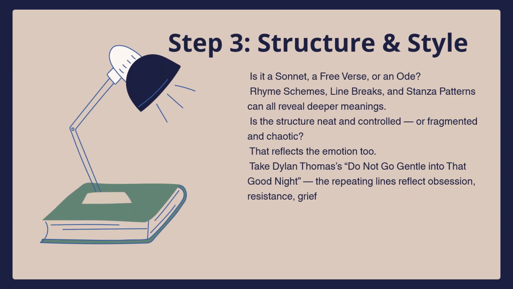Step 3. Structure and style. Now, ask yourself, is it a sonnet or a free verse or an ode? Rhyme schemes, line breaks, and stanza patterns can all reveal deeper meanings. Is the structure neat and controlled or is it fragmented and chaotic? That reflects the emotion too. Take Dylan Thomas's Do Not Go Gentle into That Good Night. The repeating lines of the poem reflect his obsession, his resistance, and grief.